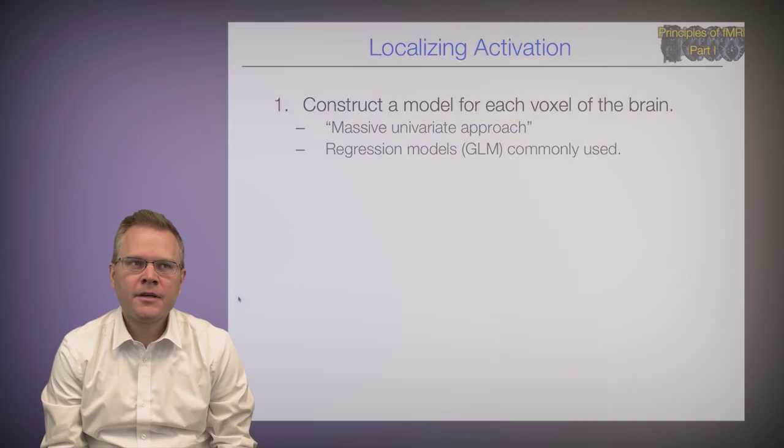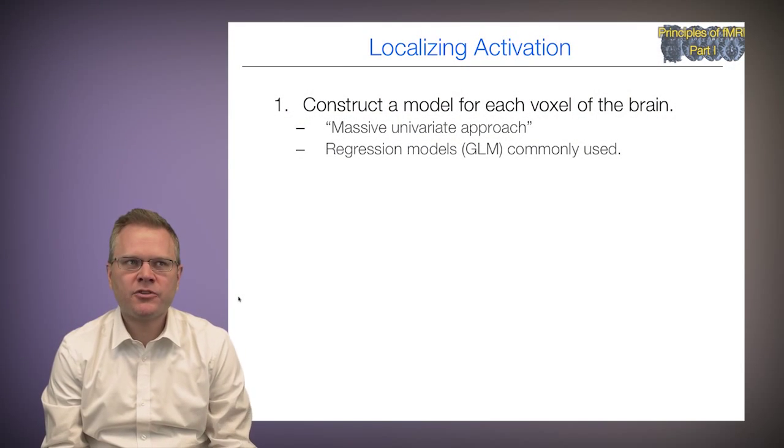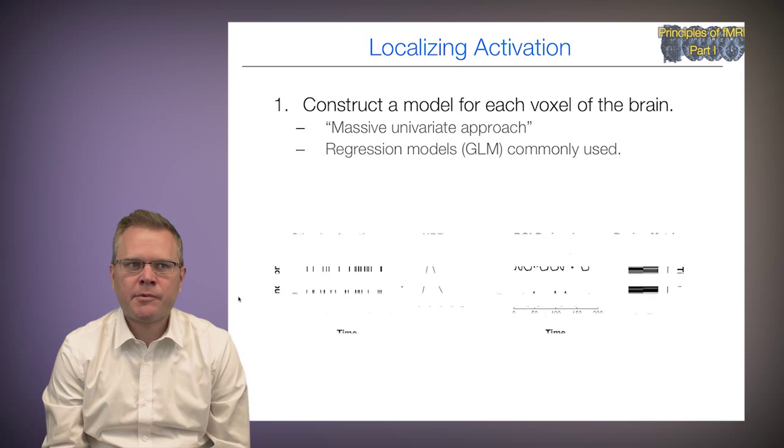Hi, in this module we're going to be talking about the multiple comparison problem in fMRI. So to recap what we talked about a few modules ago, when we want to fit the GLM in order to localize areas that are active in response to a task, we begin by constructing a model for each voxel of the brain. Again, this is typically done in the massive univariate approach where every voxel has a separate model, and we usually use a GLM type approach.